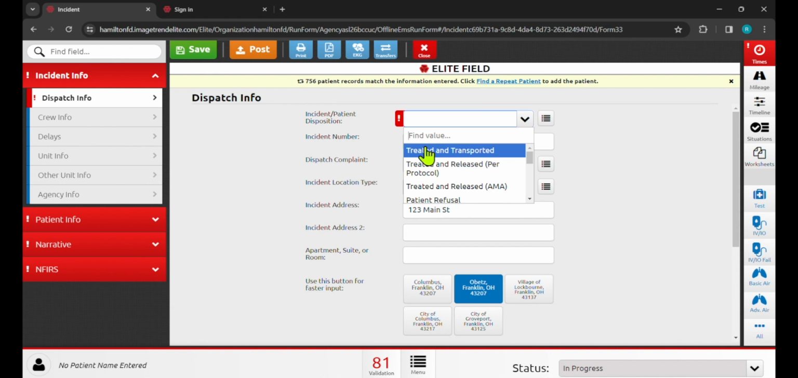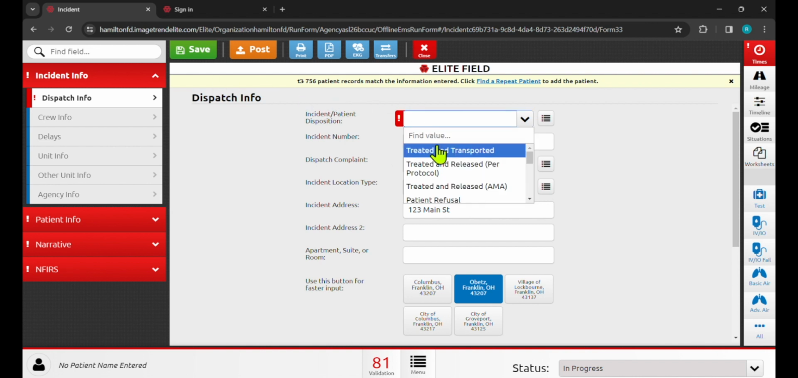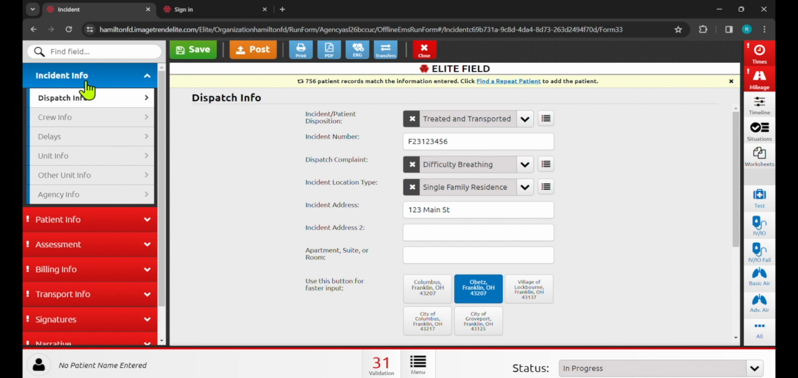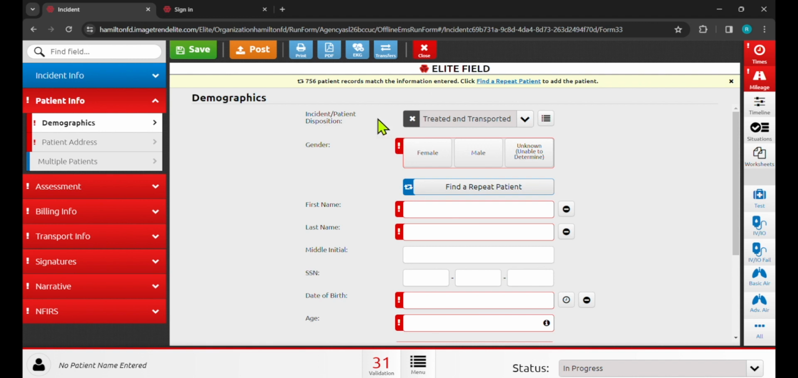We do our assessment. We decide they're going to be transported. We go do our thing, and then we are done with the run, and we are going to do our report. So we're going to select we treated, and we transported them. Now, not only are all these blue, the whole header of the tab is blue. That is complete. So now we come down to patient info.